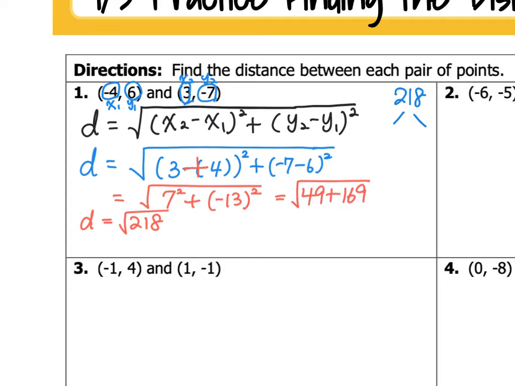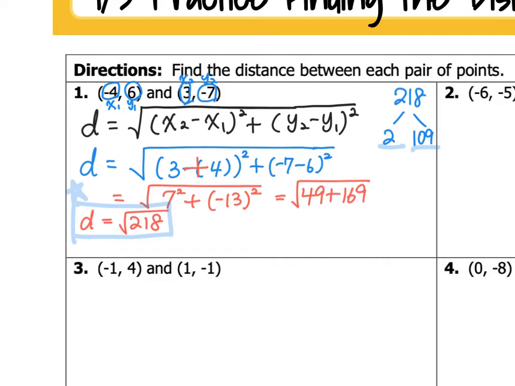So let me break it down, maybe with the 2. So there will be 109. Can we break down 109? I don't think so. So I'm just going to leave that as the final answer. Since we don't have any perfect square number within 218, we can just leave it inside of the square root.